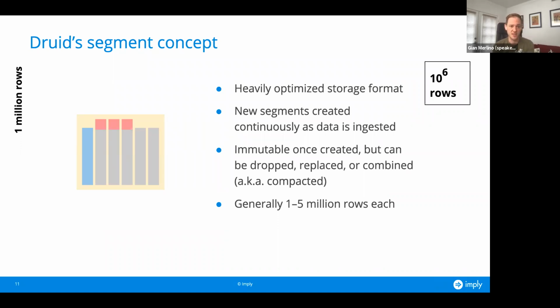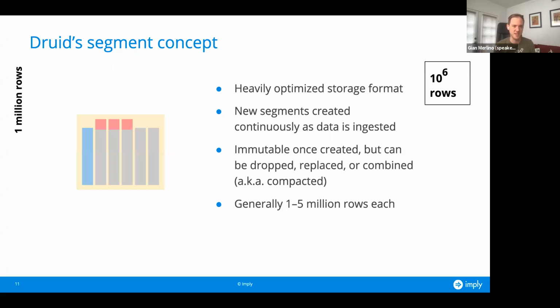A data segment in Druid is a file. It's a single file. It's a heavily optimized storage format. Each one has about 1 million rows in it, or maybe a little bit more, but on the order of a million rows. New segments are created continuously as data is ingested. And so a cluster starts out with 0 segments, and then it eventually gets more and more and more. It can have hundreds of thousands or millions in the end, just depending on how much data has been loaded into the cluster. They are immutable once they're created, so they're heavily read optimized.